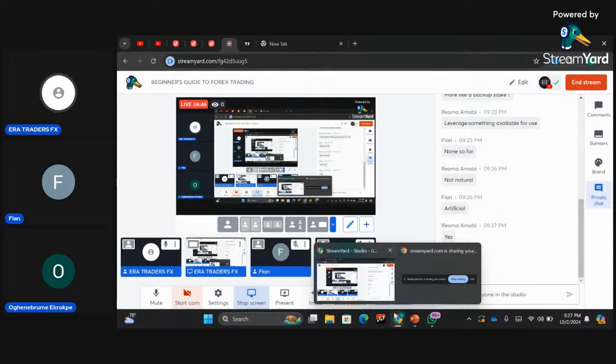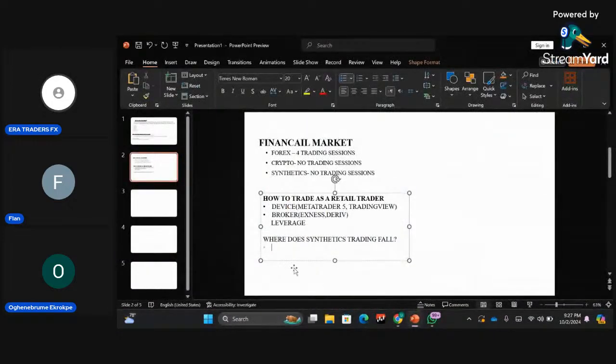So it's man-made. It's artificial. When we say it's artificial, it is a product of a broker. It does not exist on its own. It's a broker that brought it. And what did I say a broker is? A broker is the one that provides leverage for you to trade. A broker connects you to the market.